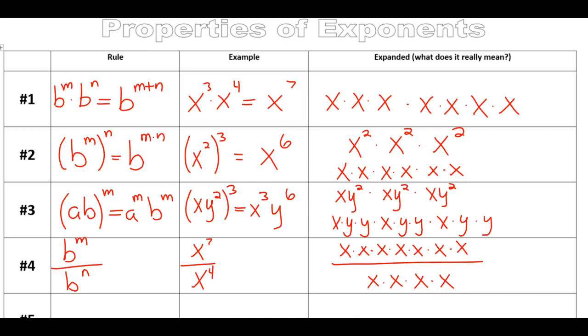What is 5 divided by 5? 1. What's 10 divided by 10? 1. What's 20 divided by 20? 1. What's 4 million divided by 4 million? 1. What's x divided by x? 1. X divided by x is 1. They all cancel out to 1, except how many? 3.